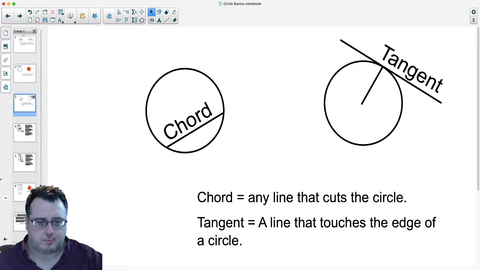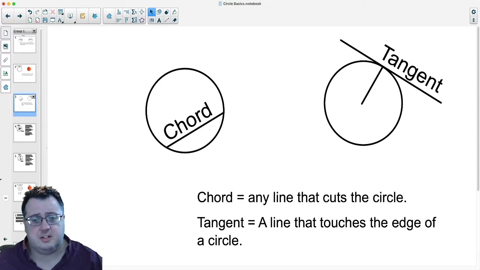A chord. A chord is any line that cuts the circle. So there's an example of one there, and you can generate any chord you like. There's only one exception, and that's the diameter. The diameter is a chord, but it's special because it cuts the circle immediately in half. A chord will cut it in another place, and it will generate uneven parts of the circle.